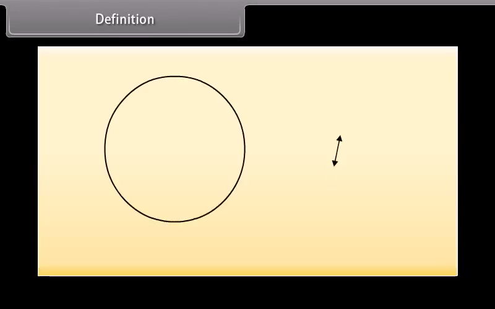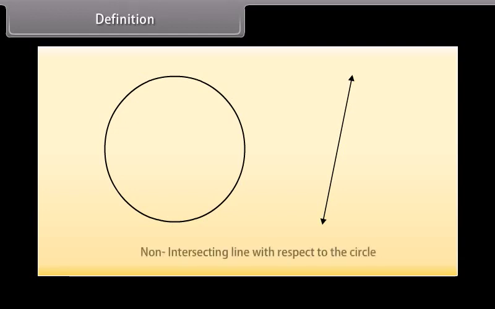Definition. Students, let us draw a circle and a line in a plane. We can see that the line and the circle do not have any common point. So, the line is called a non-intersecting line with respect to the circle.